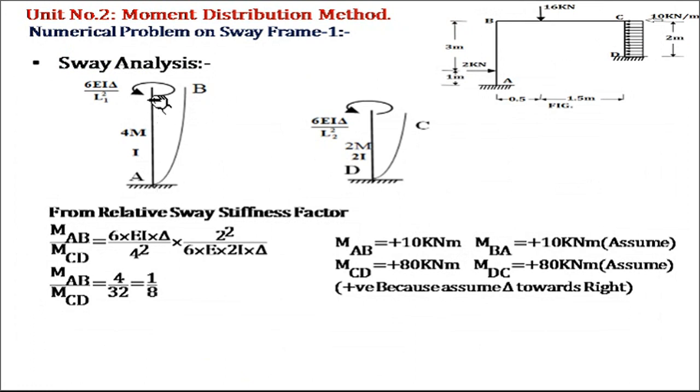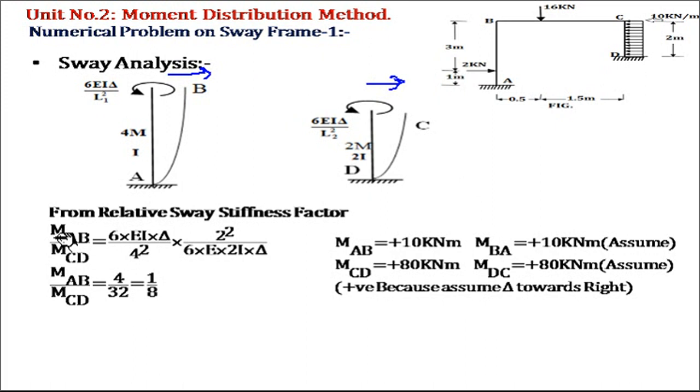So this is the vertical member AB. At A it is fixed. As it is fixed here, the relative sway stiffness factor in this member will be 6EI delta upon L1 square. Here we are assuming the sway toward the right side, so we are considering it as positive. Due to this sway, there will be a moment induced, and that will be 6EI delta upon L square. Here also it will be the same because at A and D the supports are fixed.